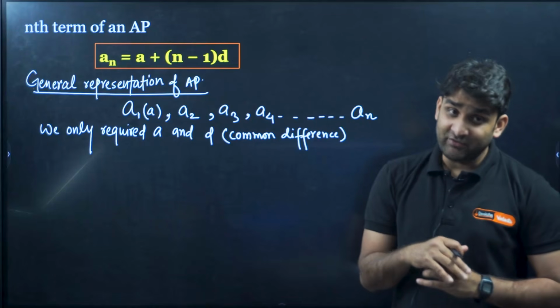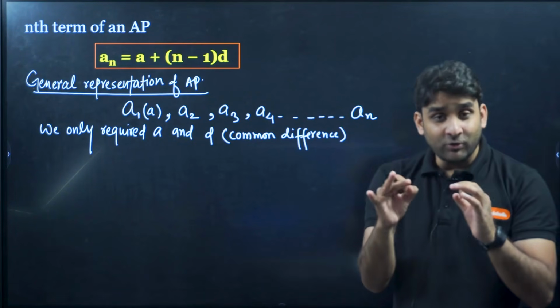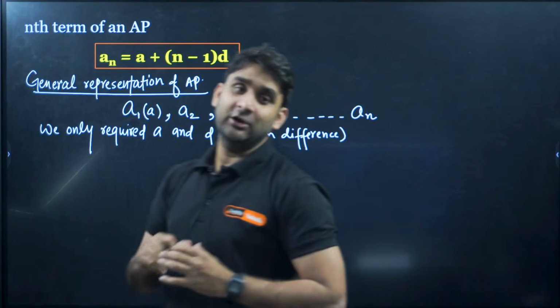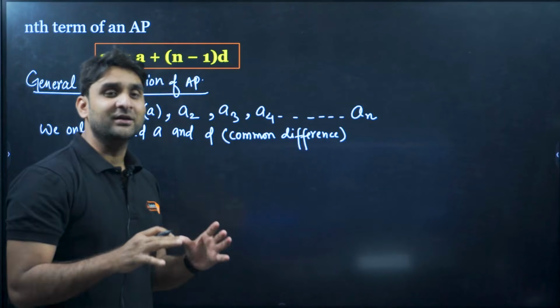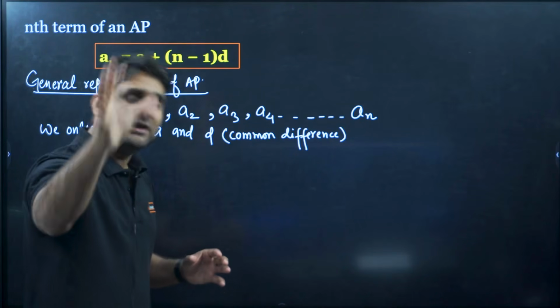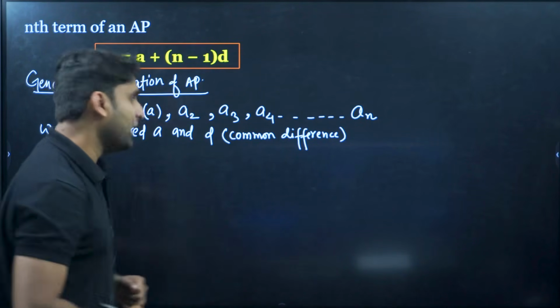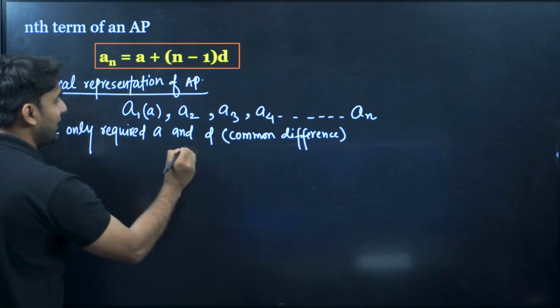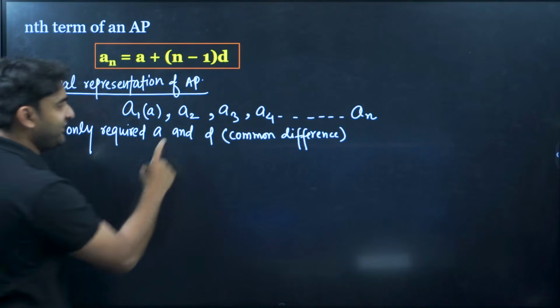So what should be our target in AP? To identify A and D only. And once you get A and D, everything will be in your control. Let me show you how. So we only require A and D. D is the common difference, A is the first term.